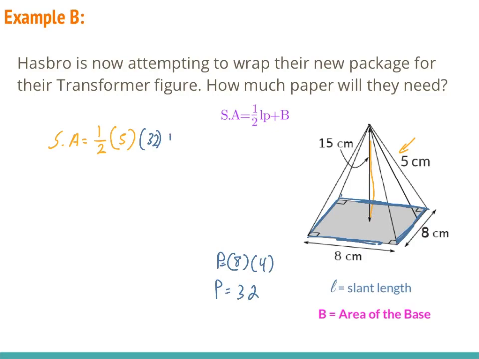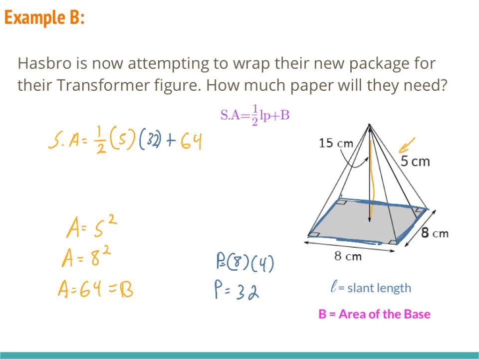Now we need to add our big B, so we've got to figure out what our big B is. Again, that's going to be the area of the base. Since my base is a square, I'm going to be grabbing my area formula for a square, which is side squared. Our sides are 8, so we're going to be doing 8 squared, and 8 squared is 64, so that's going to be my big B. Let's plug that 64 in.